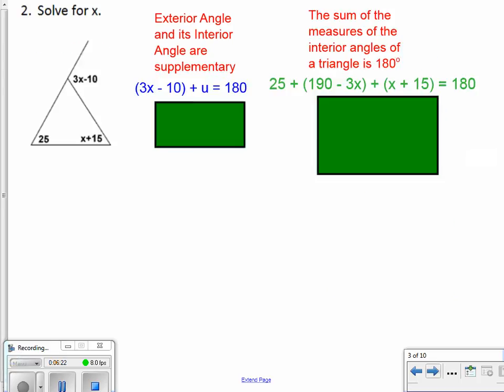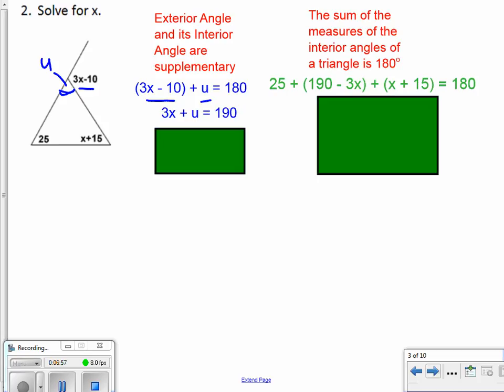One more example with this. Again, we know that our exterior angle and the interior angle that it goes along with are supplementary. So in this case, this 3x minus 10 and whatever this angle is, they have to be supplementary. Okay? If they are supplementary, that means 3x minus 10 plus u, I'm going to call it angle u just because we can call it whatever we want, 3x minus 10 plus that angle u have to equal 180 degrees.